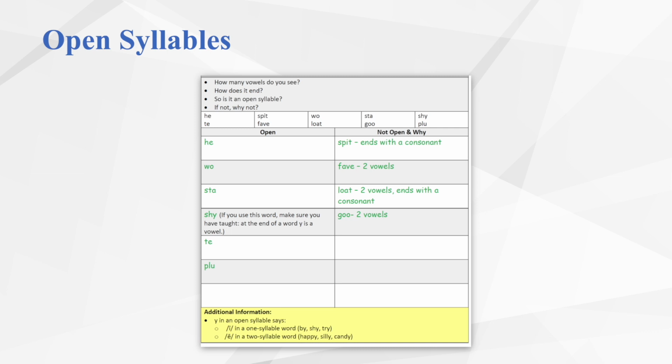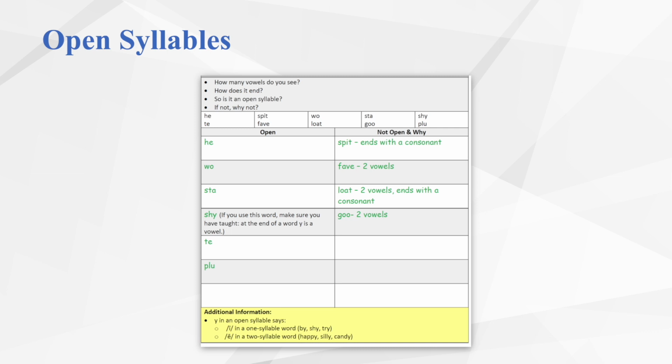Then we can look at the ones that are not open. We've already talked about spit. F-A-V-E has how many vowels? It has 2, doesn't it? So it's not open. L-O-A-T has how many vowels? It has 2, doesn't it? And it ends with a consonant, so clearly it's not open. And G-O-O has how many vowels? 2. So you wouldn't read the not columns. They may know them or they may not, but we only read what's fair.